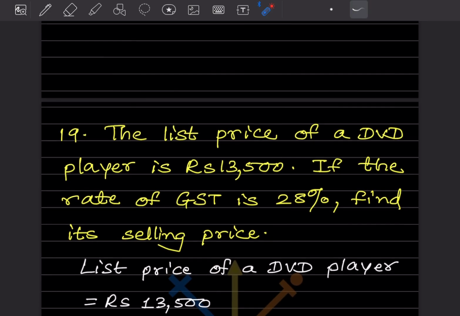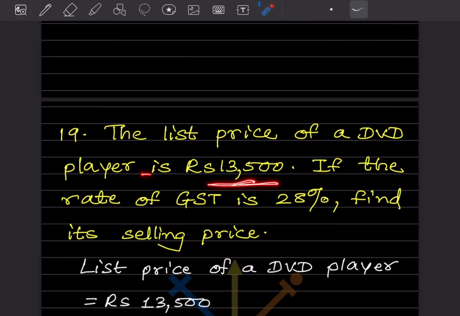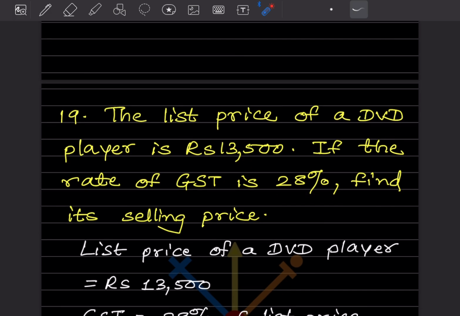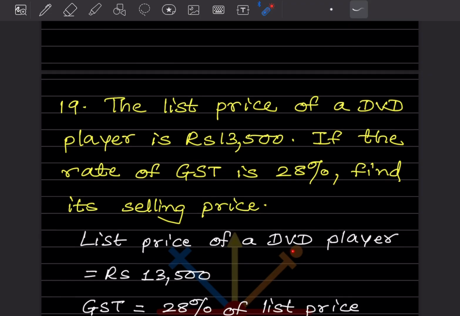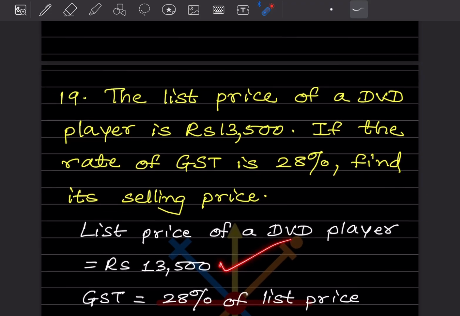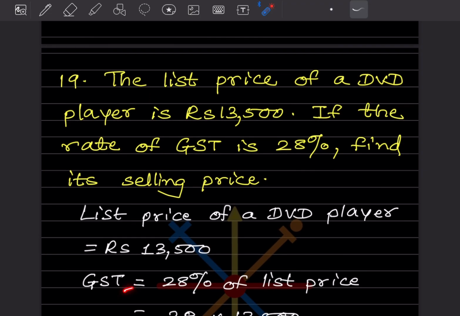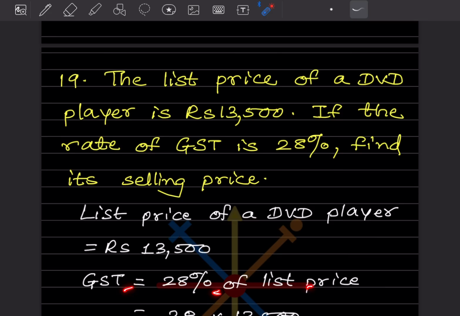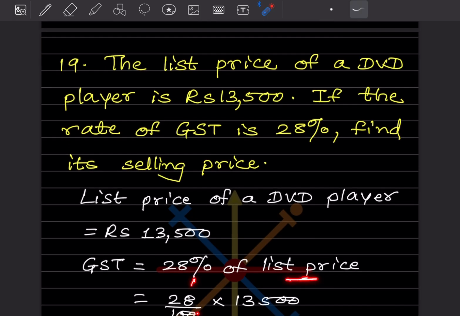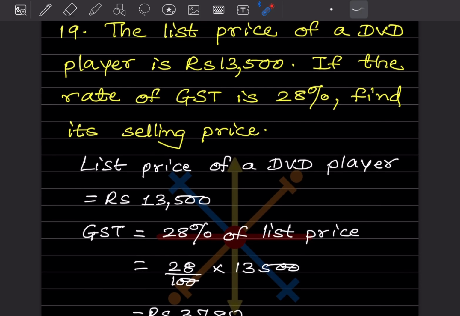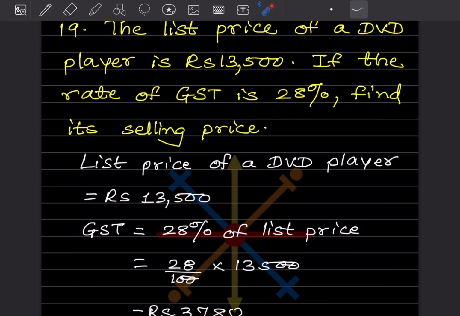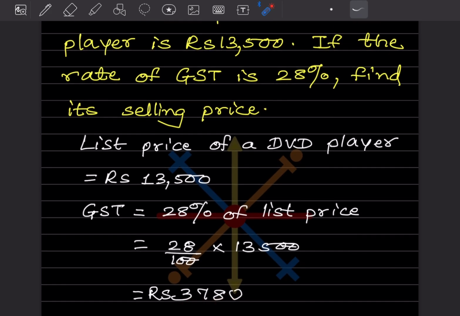The list price of a DVD player is 13,500. If the rate of GST is 28%, you have to find the selling price. So list price of the DVD player is given as 13,500 and GST is 28% of the list price. So 28 by 100 into the list price 13,500. So the actual GST will be rupees 3780.